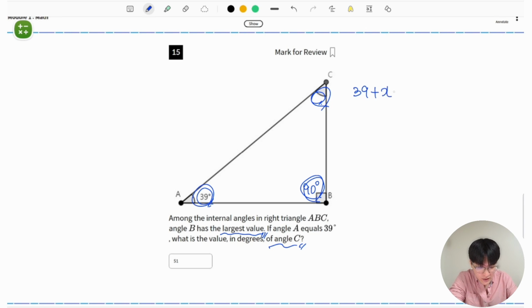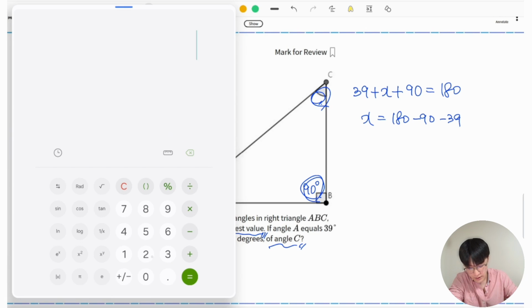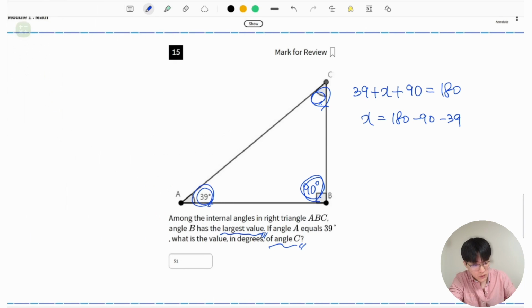39 plus, let's just denote angle C as x, plus 90 is equal to 180. Now, if we solve for x, then x is equal to 180 minus 90 minus 39. Let's just plug that into the calculator. And therefore, we get angle C is equal to 51. We can plug that into question number 15.